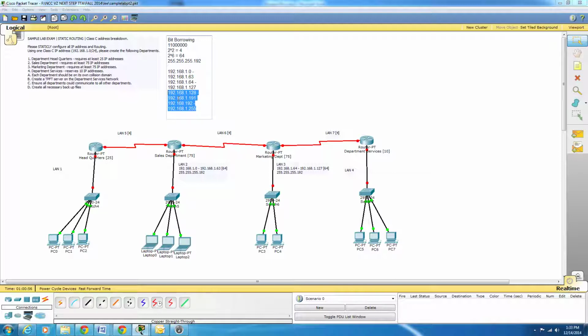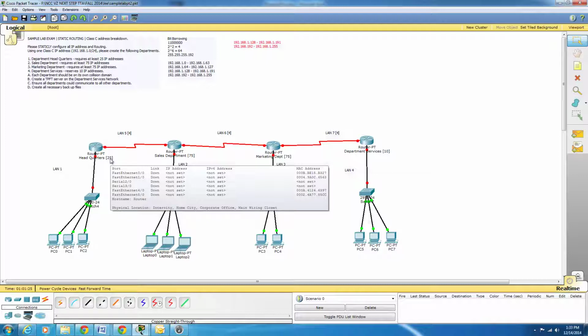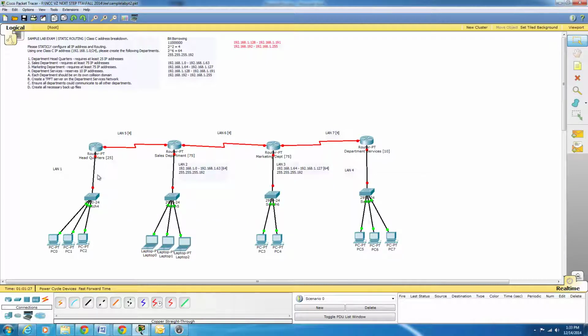So let's see if we could make another note of that somewhere else. Perfect. Okay, so here are our remaining blocks of IP addresses. They're all 64 IP addresses each. So what we want to do is see if we could get blocks of, for example, this one's 25 IP addresses. So maybe if we could get a block of 32, then we could use that block as the IP addresses for this particular LAN, which is LAN 1. So let's see if we could do that.